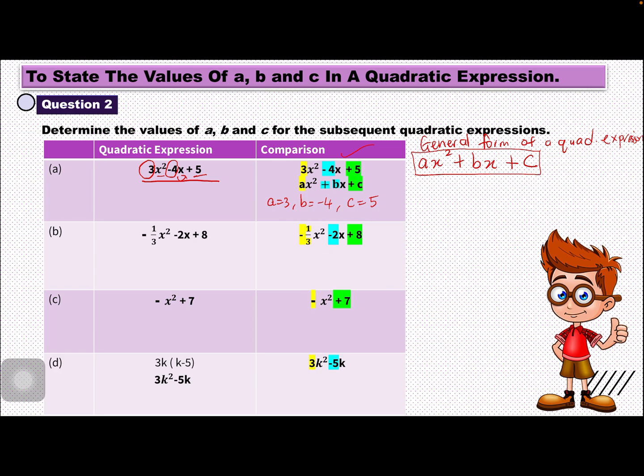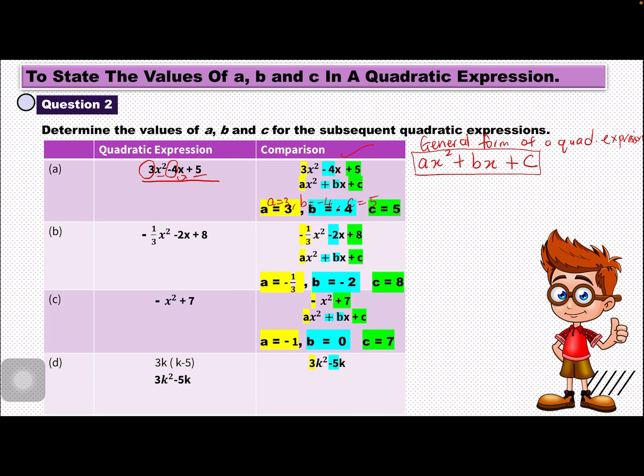Okay, as easy as that. What about B? For B, A is actually negative 1 over 3, B is negative 2, and C is 8. Okay, what about C? What do you see there? Do you have B? You don't have B, so you see that your B is equal to 0. And your C is 7 and your A is negative 1.